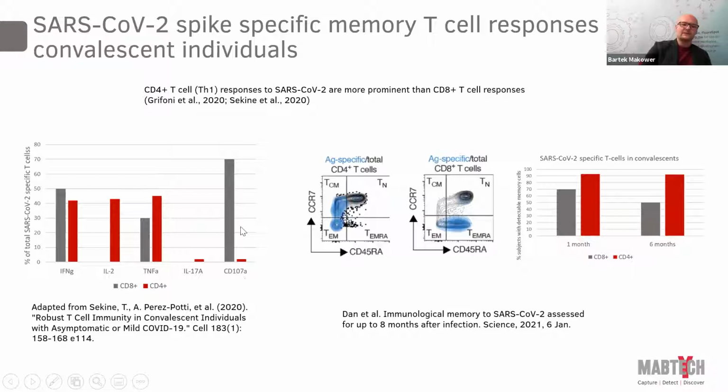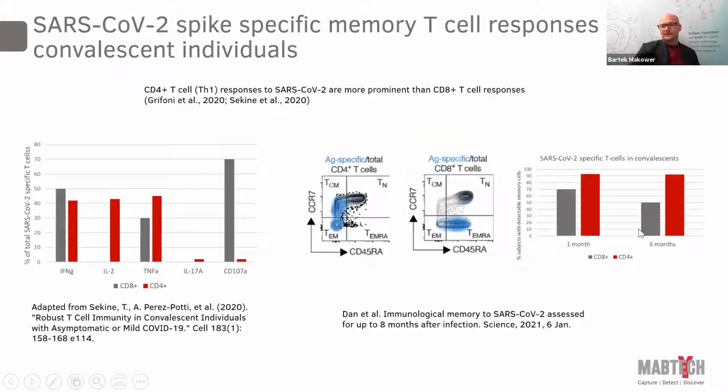Only CD8s make CD107A. This is a surrogate marker used in flow cytometry. Since you cannot look at granzyme and perforin directly, you use this marker for degranulation to indicate that the cells have released their cytotoxic granules. Looking at the memory subtypes, CD4 T cells seem to be mostly central memory and effector memory, while the CD8 T cells are terminally differentiated.